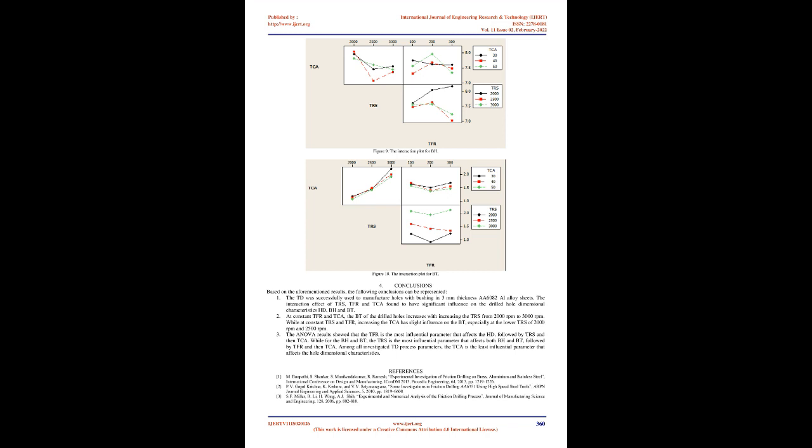The results revealed that, for the HD, the TFR is the most influential parameter, rank 1, see Table 2, that affects the HD, followed by TRS and then TCA. For the BH and BT, the TFS is the most influential parameter, rank 1, see Tables 3 and 4, that affects the BH and BT, followed by TFR and then TCA. Among all investigated thermal friction drilling process parameters, the TCA is the least influential parameter that affects the hole dimensional characteristics. Table 2. Response table for S/N ratios for HD.